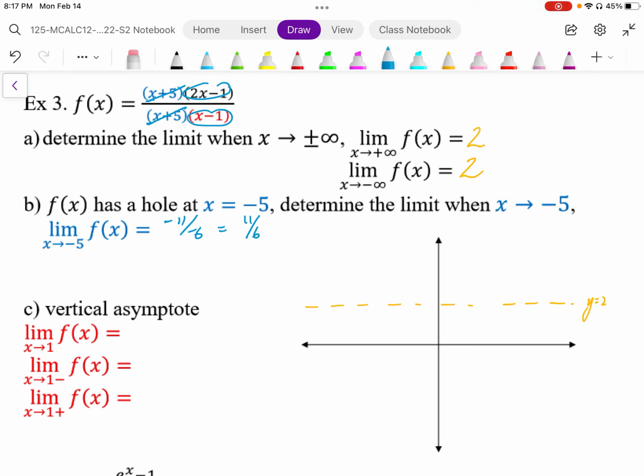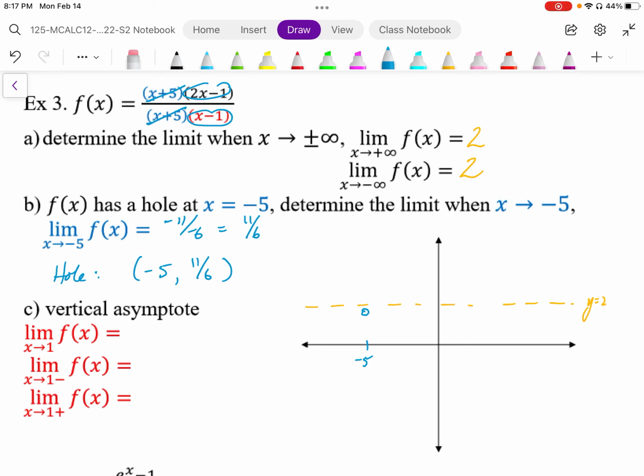So what does that mean? It means that we have a hole at that point. So the hole has a coordinate of x equals negative 5, y equals 11 over 6. And so if negative 5 is maybe about here, this is just below the asymptote.